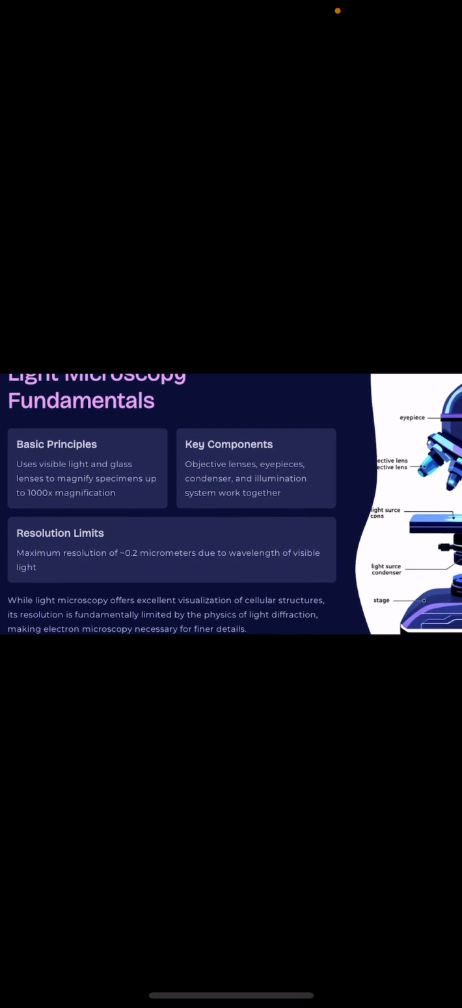Then there are the key components: objective lenses, eyepieces, condensers, and the illumination system, which work together. Then there is the resolution limit: a maximum resolution of 0.2 micrometer due to the wavelength of visible light. While light microscopy offers excellent visualization of cellular structure, its resolution is fundamentally limited by the physics of light diffraction, making electron microscopy necessary for finer details.